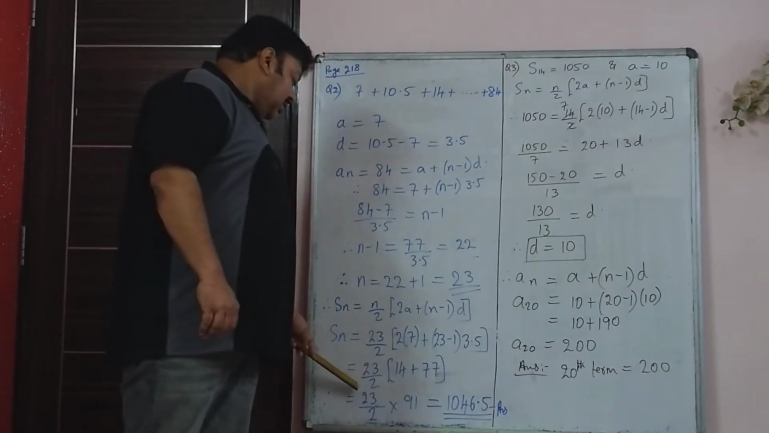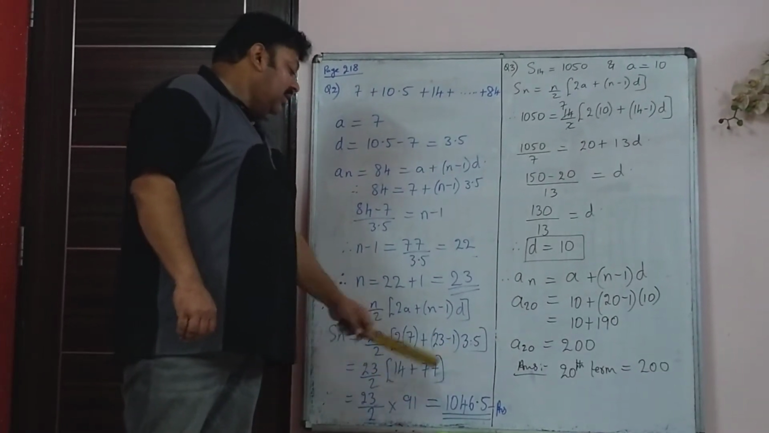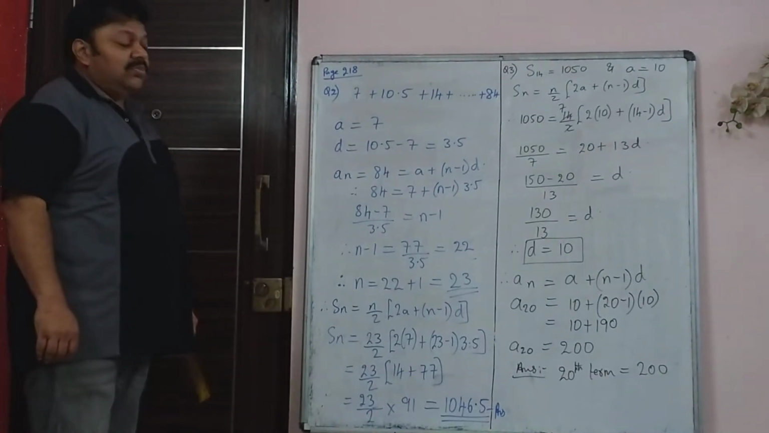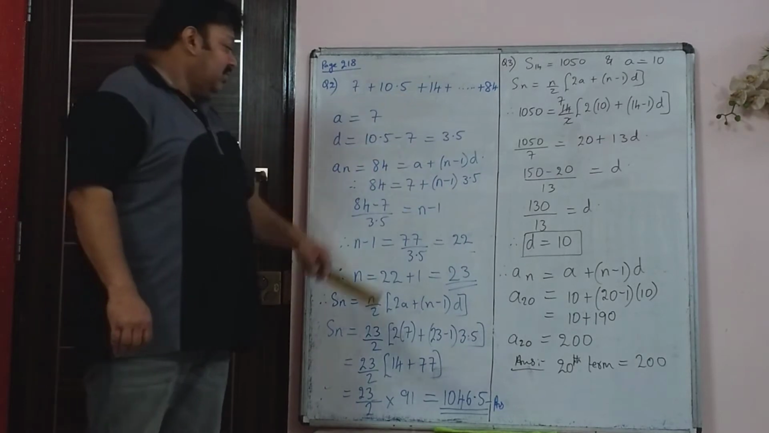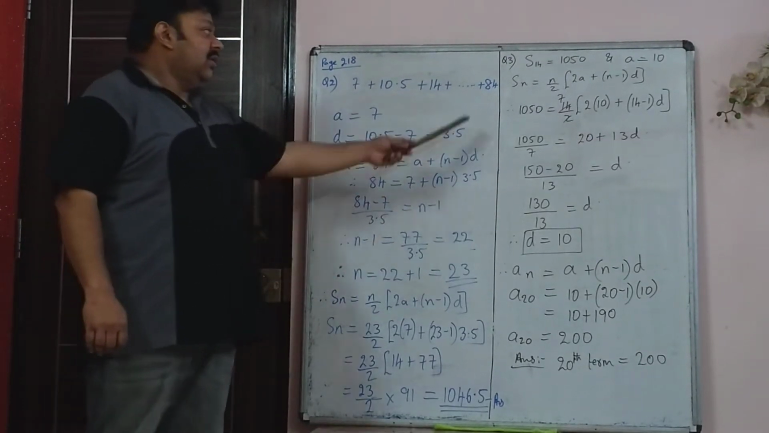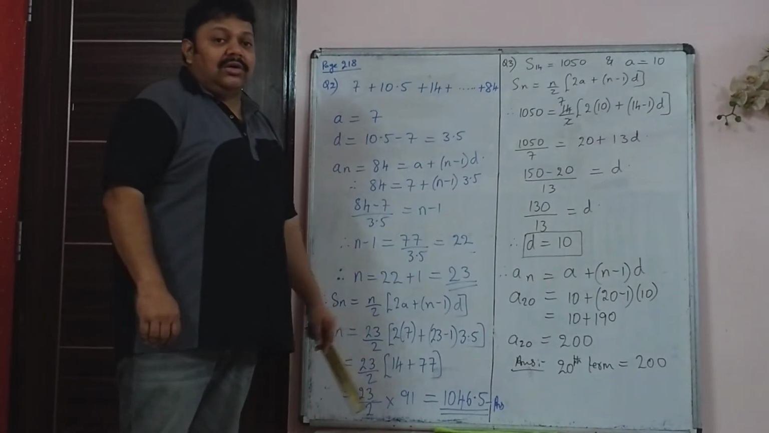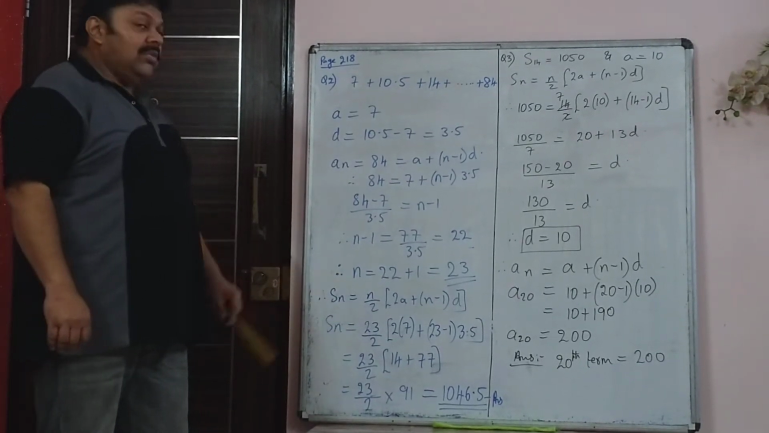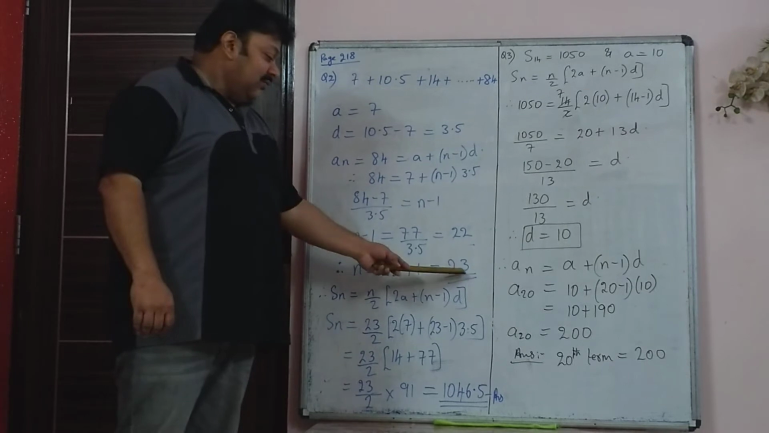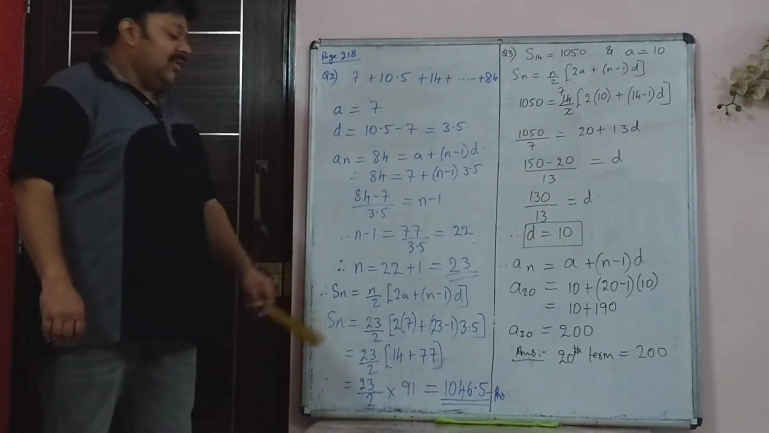So when you multiply, you will get 1046.5 as the sum of all the n terms. Of course, here you had found that n is 23. That is, the 23rd term is 84. Total number of terms is 23. So you can find this and find the sum of n terms.